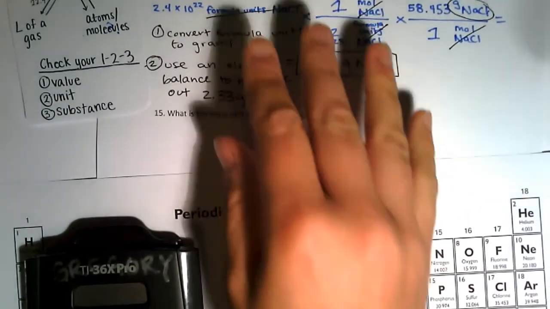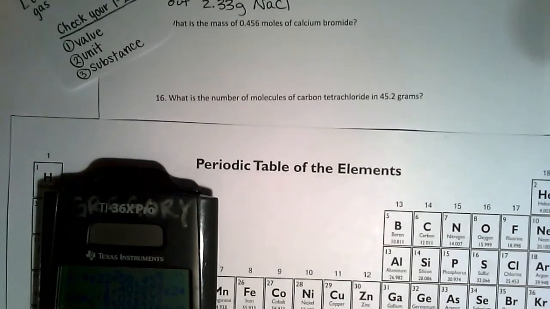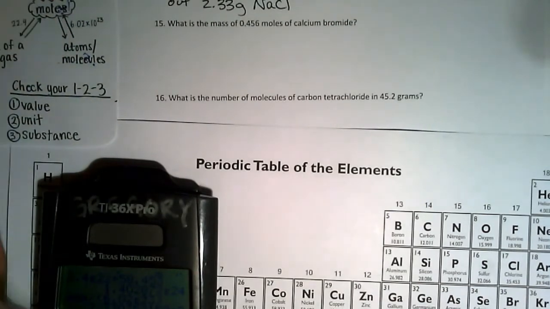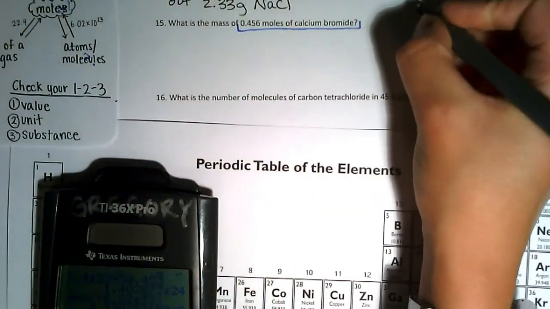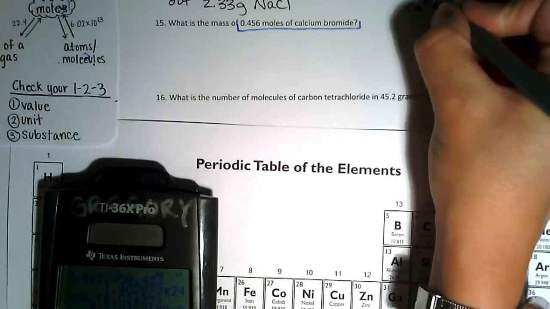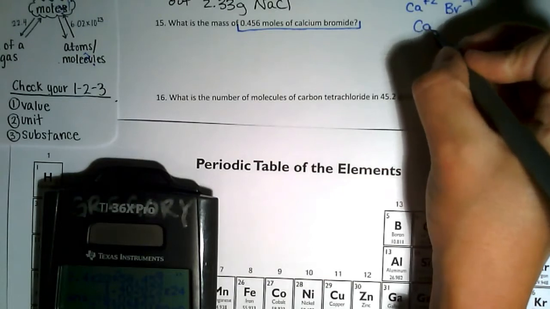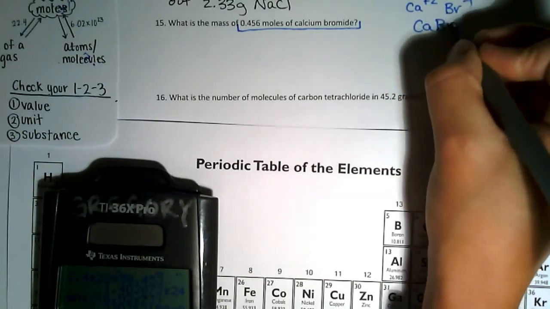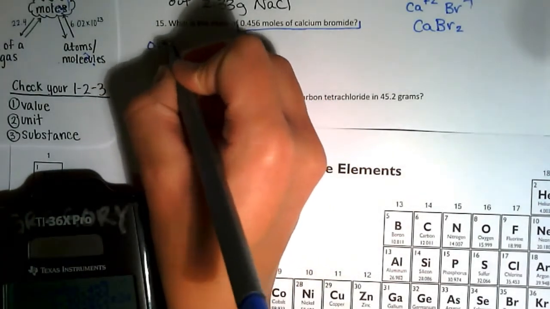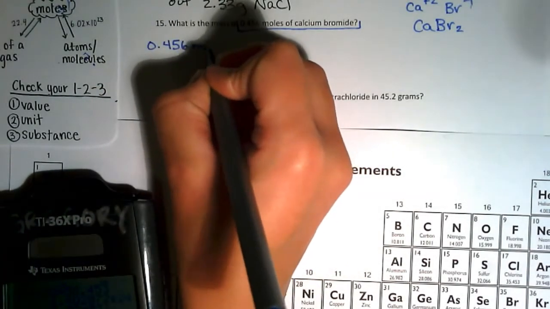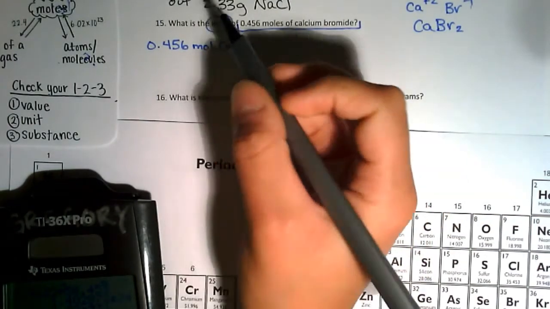Alright, number 15, let's see. What is the mass of 0.456 moles of calcium bromide? Okay, so we have moles, 0.456 moles of calcium bromide. Calcium bromide, calcium has a +2 charge, bromine has a -1 charge, so calcium bromide is going to be Ca1Br2. Okay, so we have 0.456 moles of CaBr2, and we need to get to mass. We need to get up to grams.